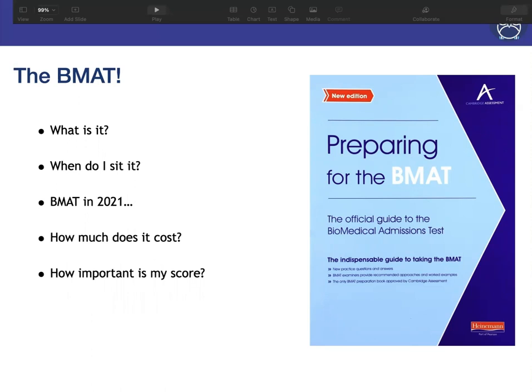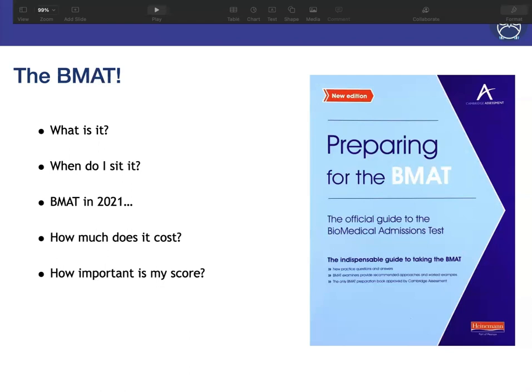So how much does it cost? It's £92 to sit the BMAT, and then if you register late, you have to pay an extra £34.